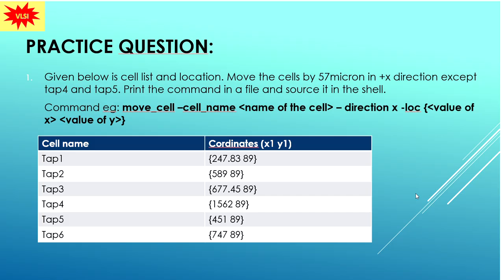So let's say if you have to move 4 cells, in that file this particular command has to be printed 4 times with that cell name and updated coordinates. Then you have to source it in the shell. However, when you source it in the shell, you will get an error that move_cell command not found. So that is fine. You just print this command in a particular file.